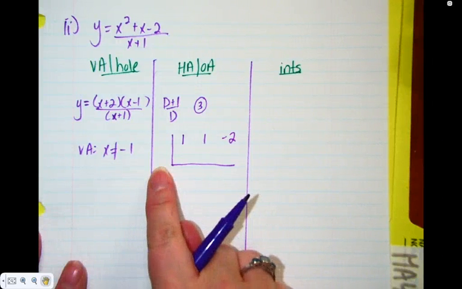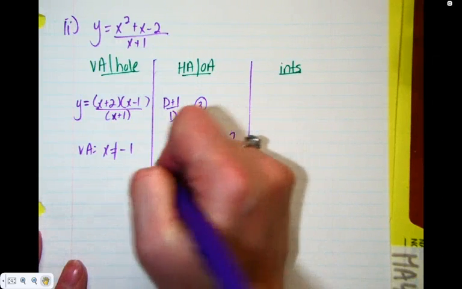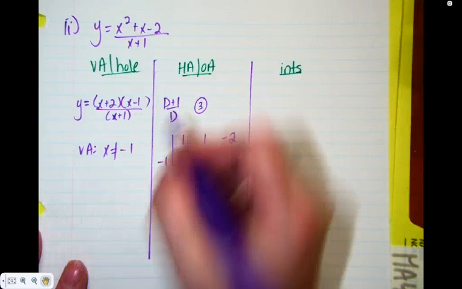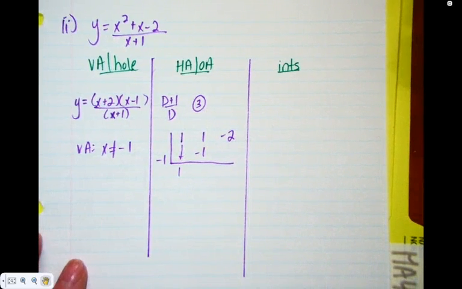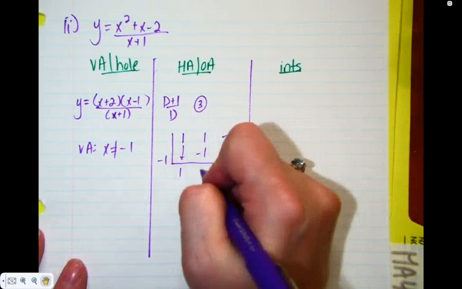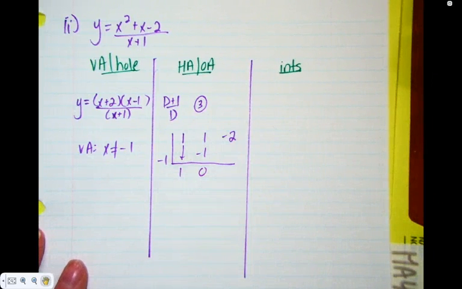What's the number I'm going to put on the outside? Drop the 1, multiply by the -1. So 1 times -1. Add that second column, 1 minus 1 is 0. Multiply by the number on the outside, 0 times -1. Add that column, -2 plus 0.